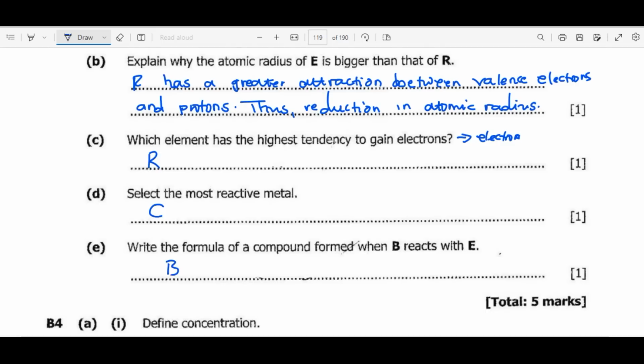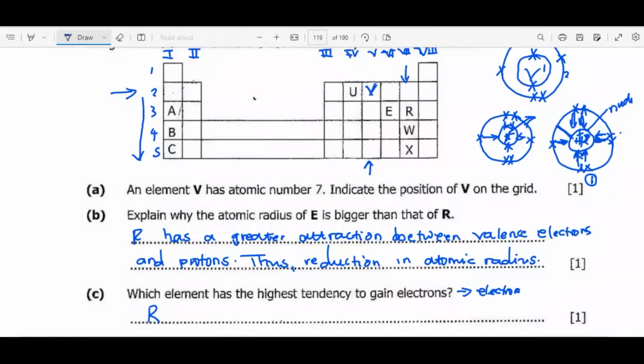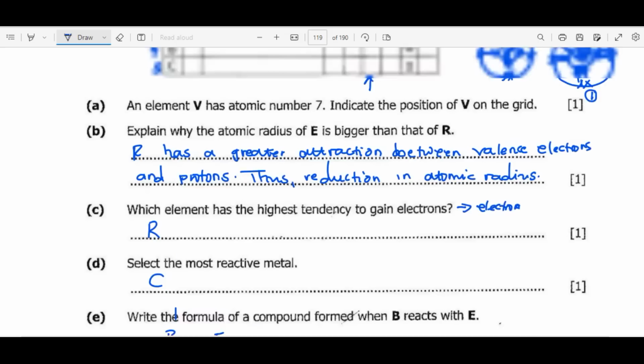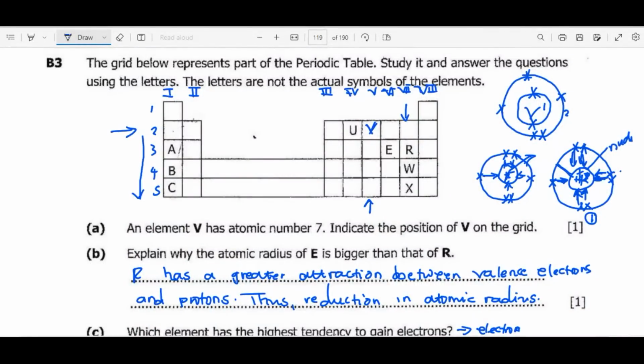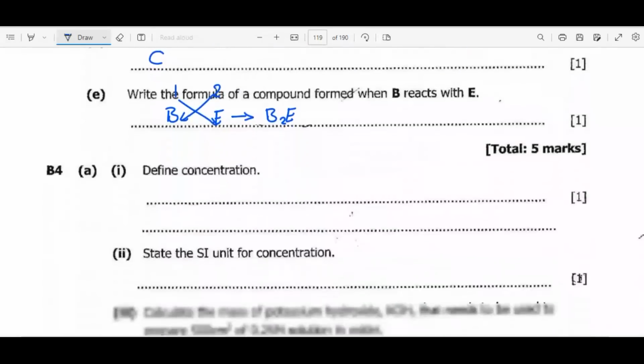Then question E: write the formula of a compound formed when B reacts with E. So B and E, now we need to look at the valence. So B is coming from group 1, so has valence 1. What of E? E is coming from group 6, so has valence 2. Then we cross these numbers. So we have B2E.